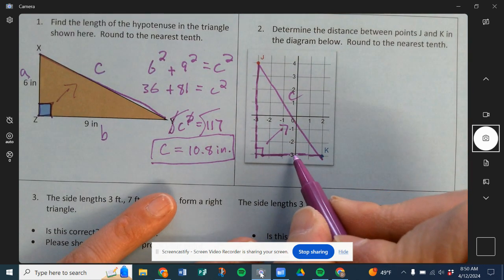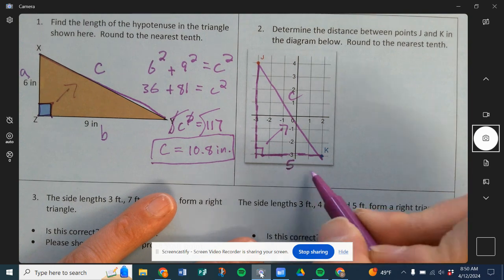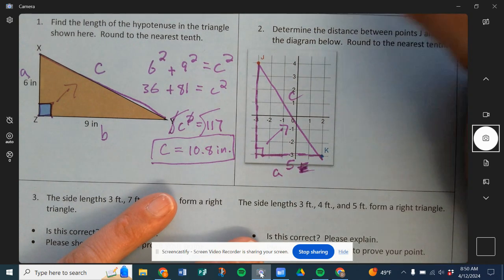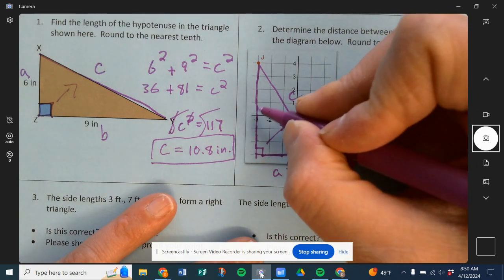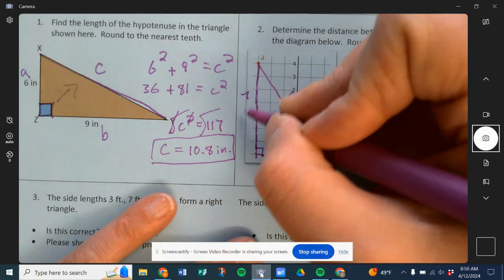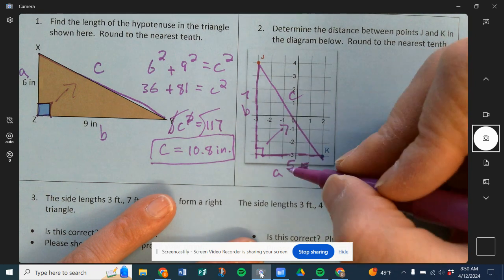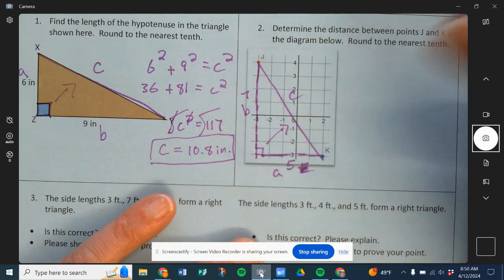So 1, 2, 3, 4, 5. That's our value for A. And then 1, 2, 3, 4, 5, 6, 7, that's our value for B. Again, you could flip-flop the A and the B if you wanted to, but this side always has to be C.